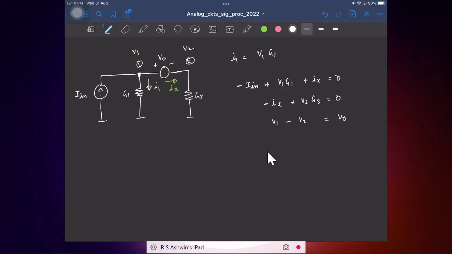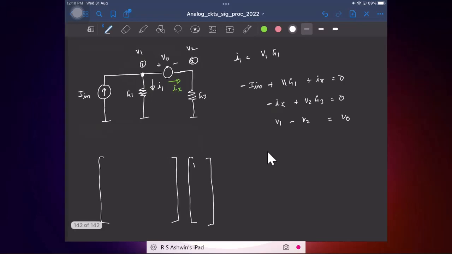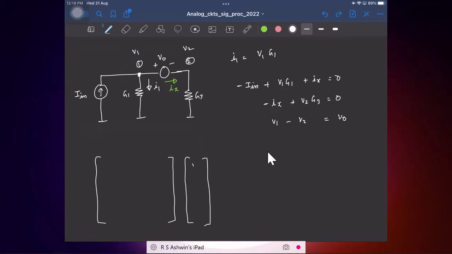Okay, and again let's quickly form the matrix. In the unknown vector, now I'll have 3 entries: V1, V2 and Ix. Fine. Here I have node 1, node 2. Here I'll have the equation corresponding to Ix, or the voltage source. Again 1, 2.